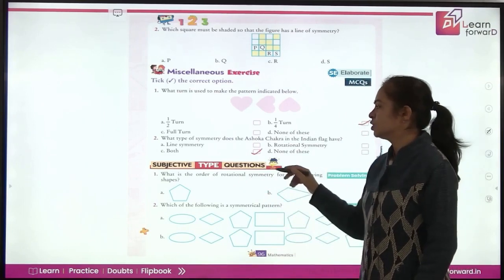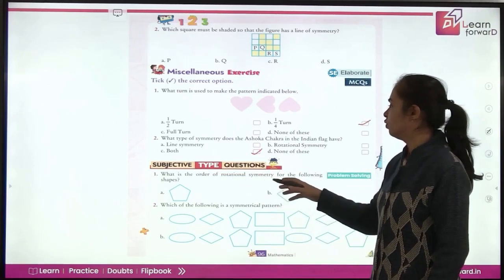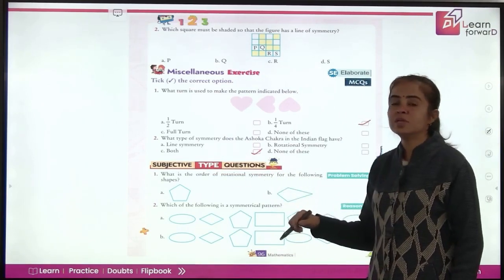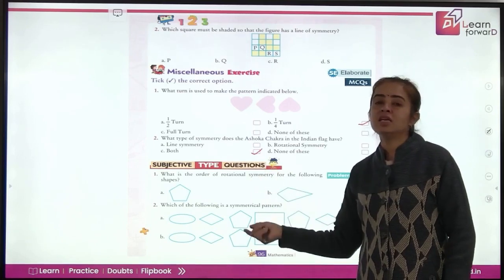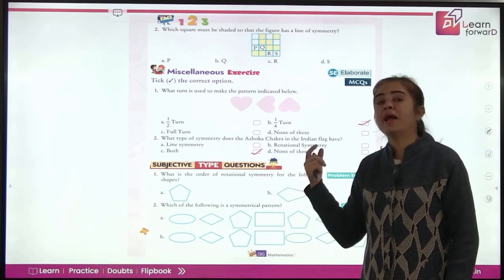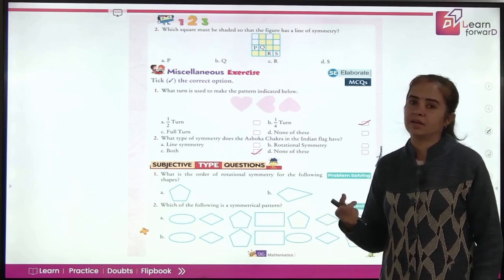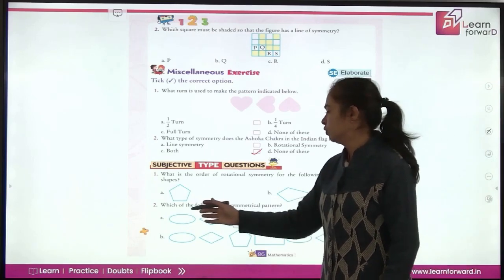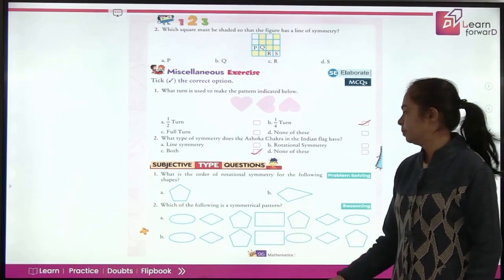Now let's move to subjective type questions. What is the order of rotational symmetry for the following shapes? So you just rotate them and see whether you get the same shape and in how many turns you get it. This is for you to do. Which of the following is a symmetrical shape?